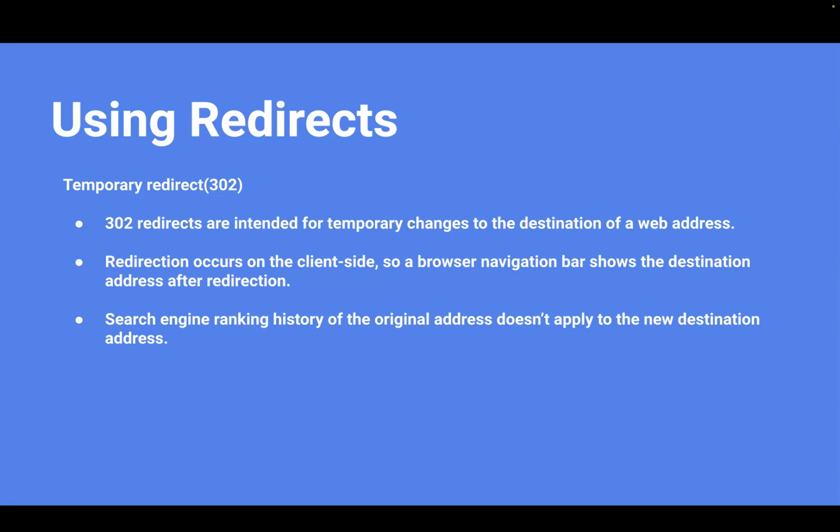Redirection occurs on the client side. Some redirects occur on the provider side. For example, if we are using AWS, AWS will do the redirection before it gets to the browser. But for this one, it will happen on the browser side, and you will see the change inside the URL. The search engine ranking history of the original site doesn't apply to the new destination.